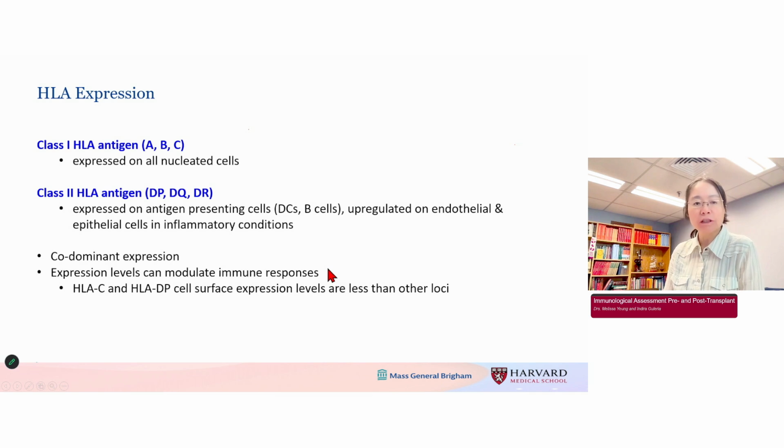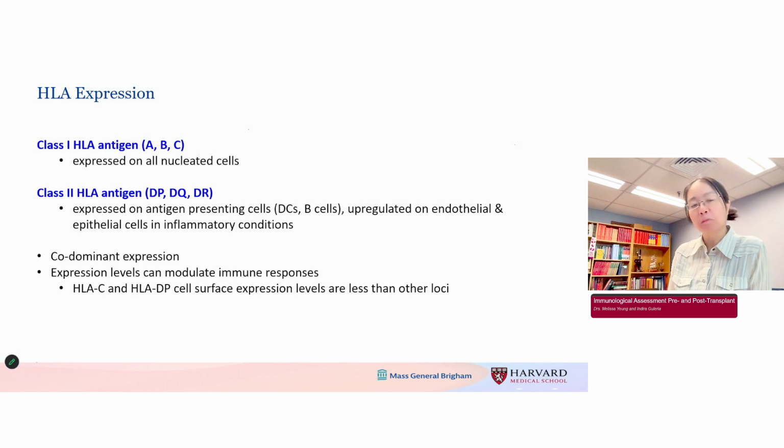The other thing to note is that expression levels can modulate immune responses. If you have less target antigen on the organ, then even if you have high levels of alloantibody, that's not necessarily going to lead to end organ issues. This is one reason that folks may not be as familiar with HLA-C and HLA-DP, because historically these have been considered less clinically relevant on that basis.